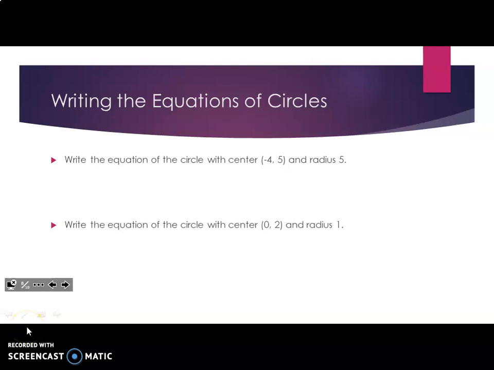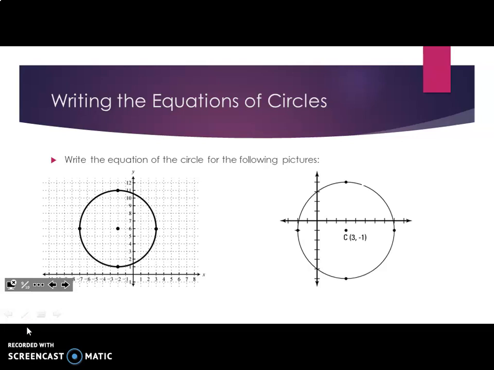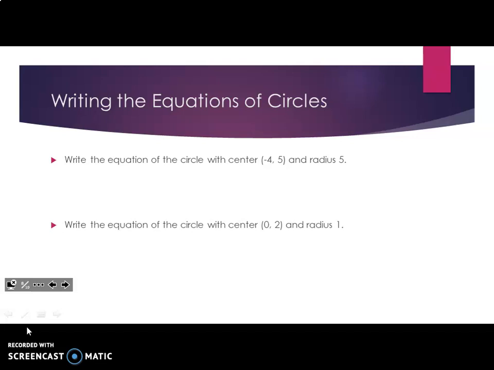Okay, so the last thing we have to do is you guys are going to be taking, eventually, if you look back on this next slide here, you'll have pictures of circles, and you're going to be giving me the equations for those pictures. But before we get our pictures, we're just going to start out with some basic stuff. They've given me the center, and they've given me the radius, and I need to put it into my standard form, x minus k squared. Oh my goodness, wrong. x minus h squared plus y minus k squared equals r squared.